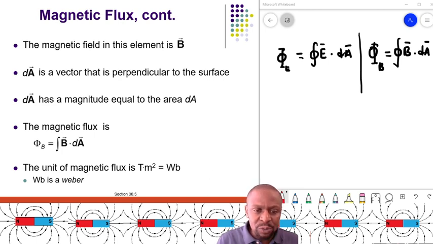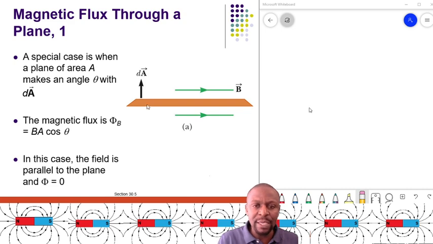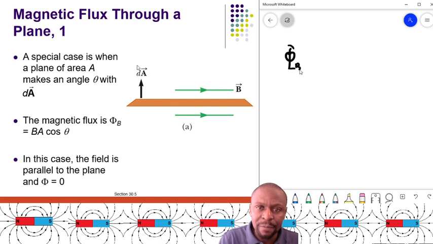Now I also want to remind you that the flux is not a vector, because it's a dot product of two vectors. The dot product of two vectors is always a scalar, but the cross product of two vectors is always a vector. That's what I wanted to remind you of. Now, we have seen that the flux of B is just given by B dot dA.